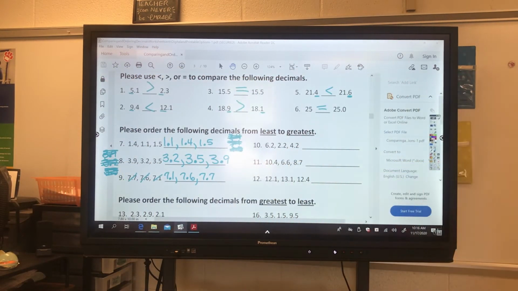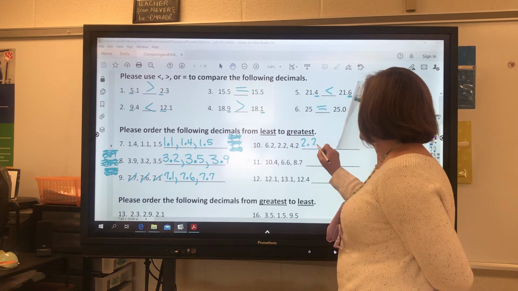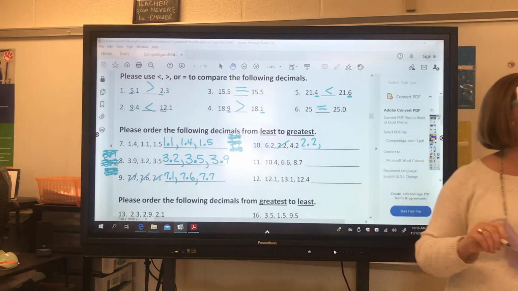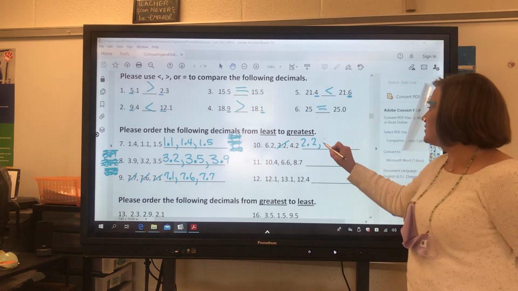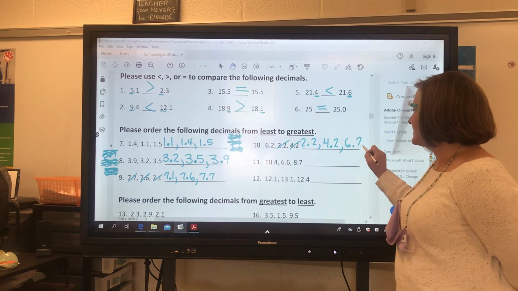Could you compare the ones place for number 10? Yes. So what's the smallest one? 2 and 2/10. What's the middle one? 4 and 2/10. And what's the biggest one? 6 and 2/10.